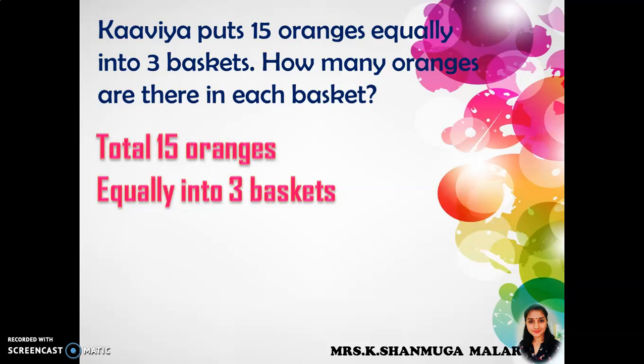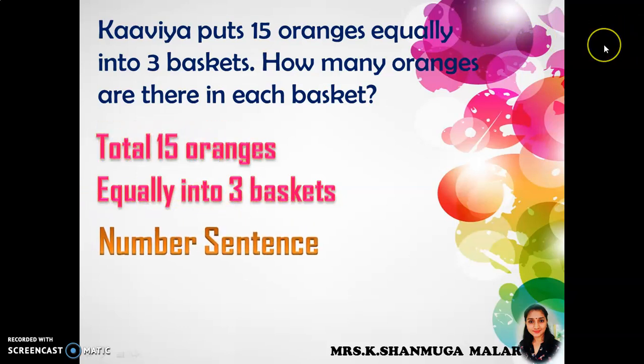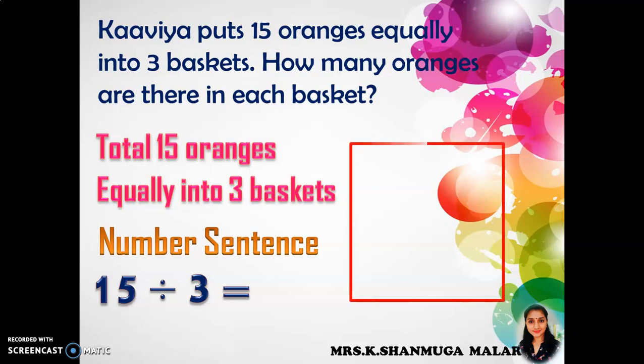So Kavya puts 15 oranges equally into 3 baskets. So what is the keyword for this question, students? Equally. Correct. So when it comes equally, we should divide the question. Now let us see how to write the number sentence for this question. 15 divided by 3. Let us do the method to find the answer.